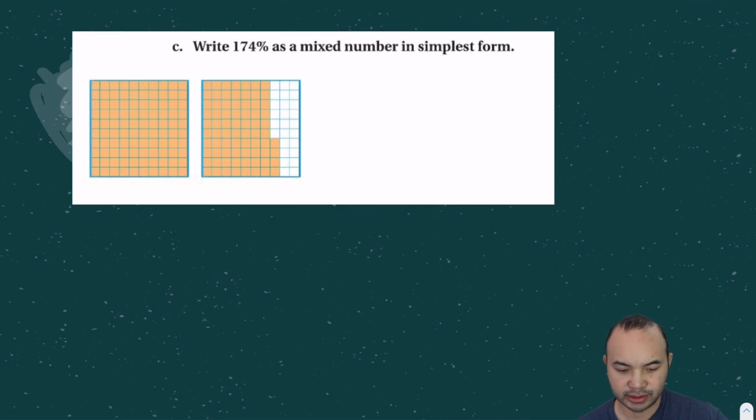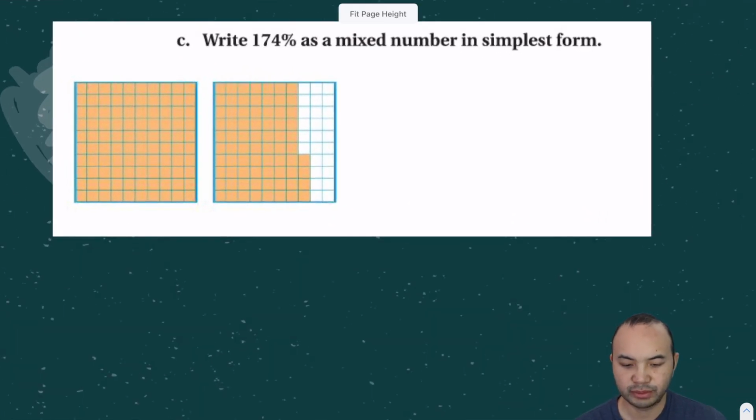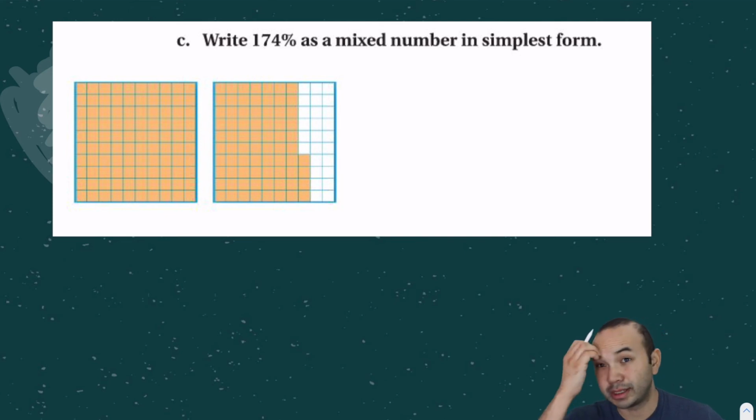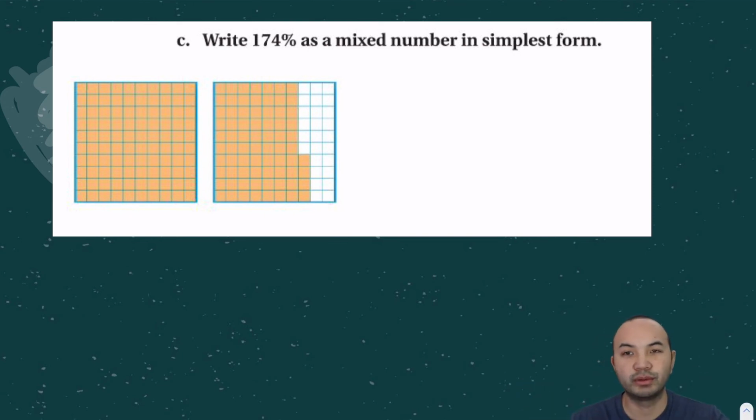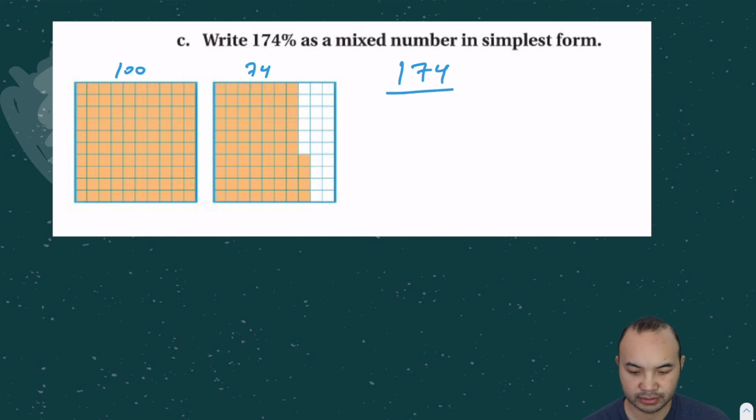And then this one's kind of weird because now it says write 174% as a mixed number in simplest form. Well, 174%, you know that it is going to be a mixed number because if it's more than one whole, it's going to be a mixed number. Well, if I count here, there's 100 over here and there's 74 over here. So I could do one of two things. I could just say 1 and then 74 out of 100, or I could say, okay, well, this and this make 174 together out of 100 because it says percent, right?